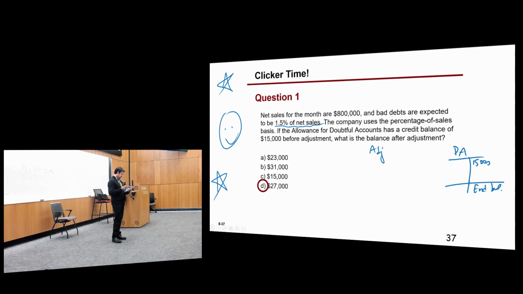What is the balance? Again, the adjustment will be equal to 1.5% multiplied by net sales, right? Multiplied by 800,000. That's equal to 12,000. So we know that this is 15,000 before adjustment. You just add them up. Any questions?